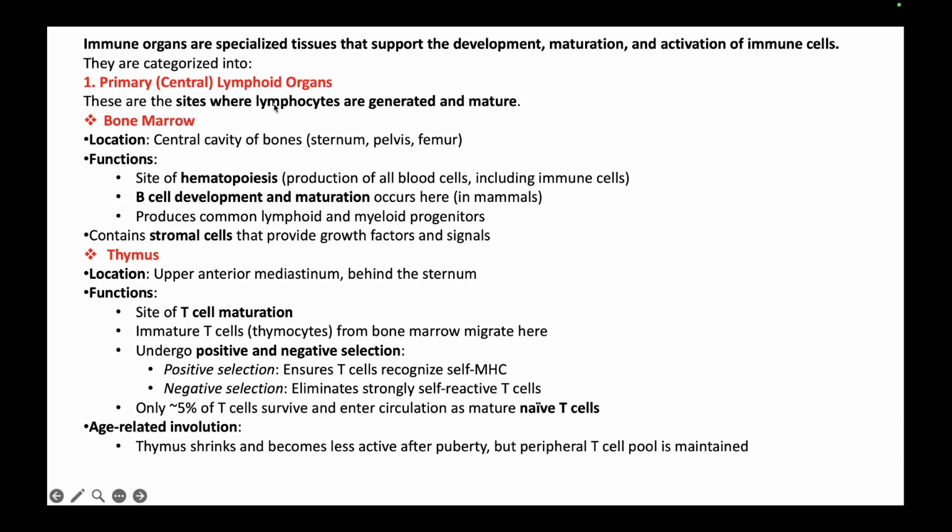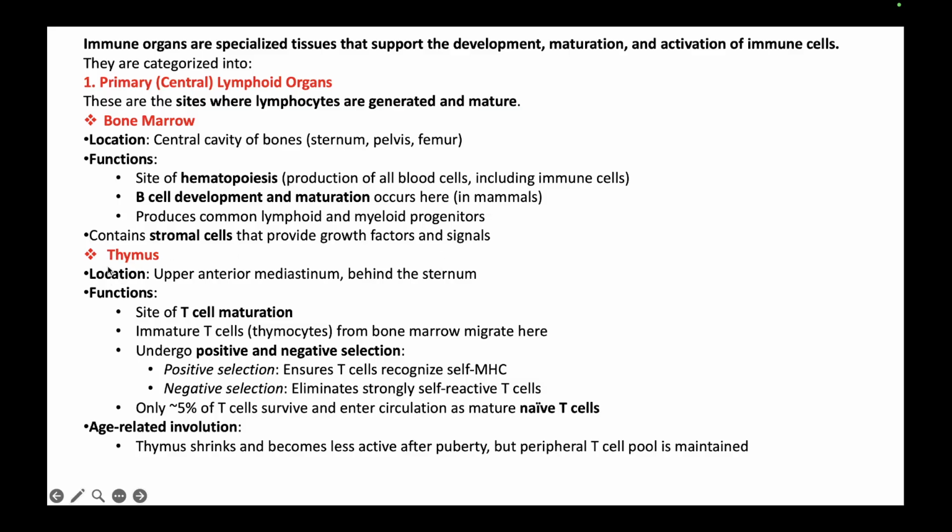The primary lymphoid organs are the sites where lymphocytes are generated and mature. Bone marrow is present in the central cavity of the large bones, such as the sternum, pelvis and femur. These are the sites of hematopoiesis, where all blood cells, including the immune cells, are produced. Here B cell development and maturation occurs in mammals, and they produce common lymphoid and myeloid progenitors. They contain stromal cells that provide growth factors and signals.